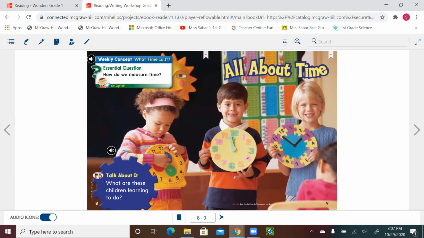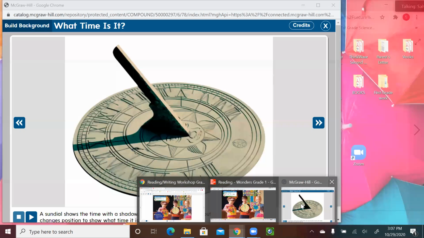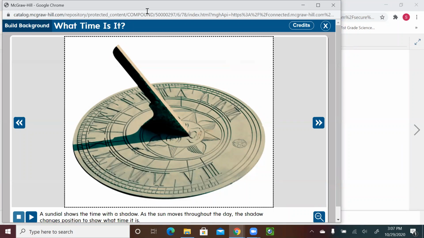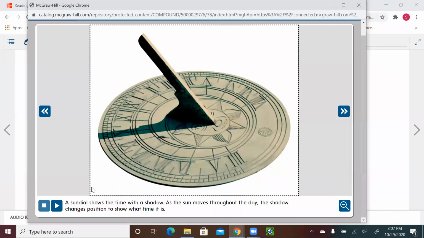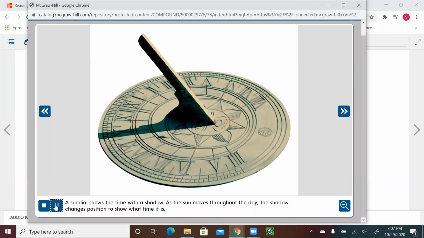So how do we measure time? I want to share with you something here. A sundial shows the time with a shadow. As the sun moves throughout the day, the shadow changes position to show what time it is. So this is from the old days, and sometimes people still use the sundial just for fun. Using the shadow, as the sun's position in the sky changes through the day, they will be able to tell the time. So that's a way to find out the time.